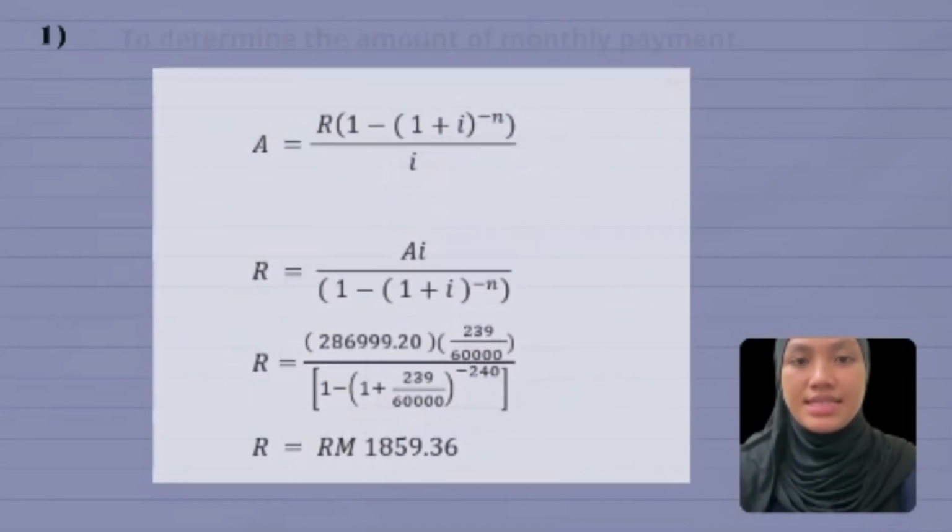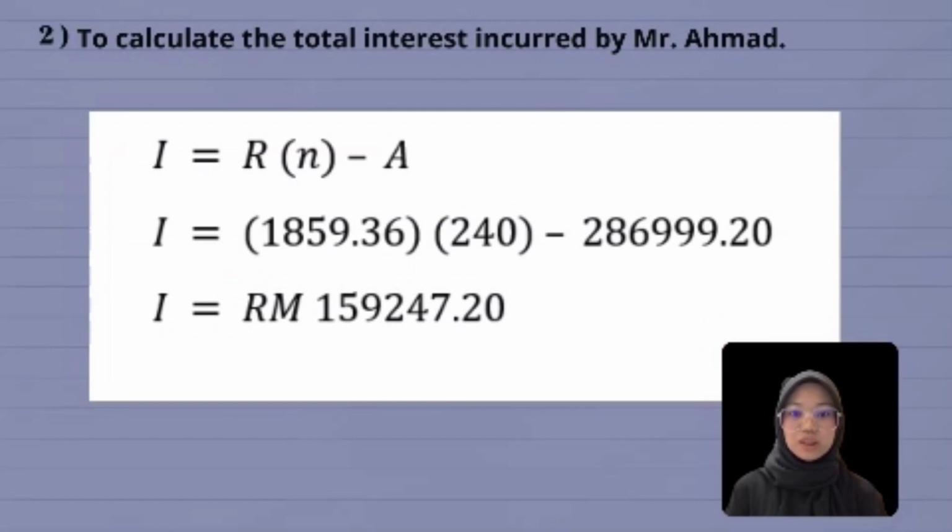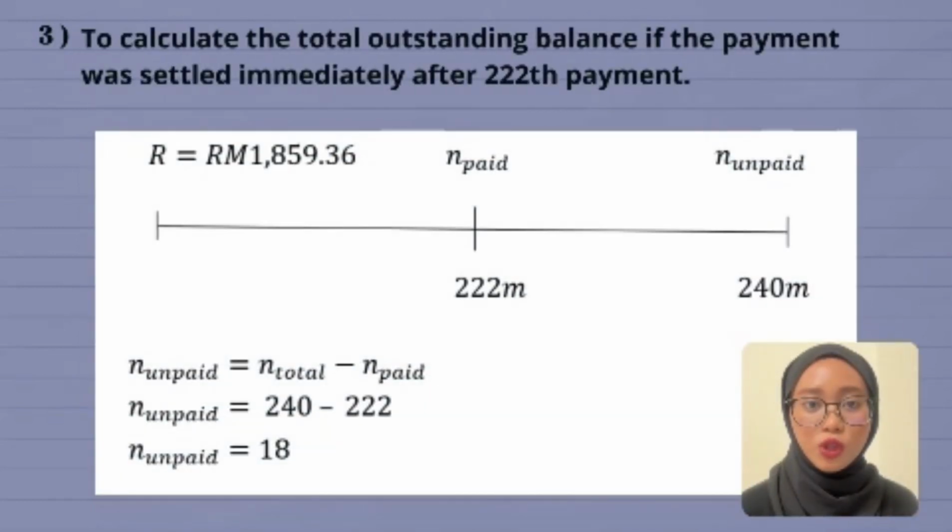And we get the answer R equals 1,859.36. For question number 2, we calculate the total interest incurred by Mr. Ahmad. Here we have I equals R multiplied by n minus A. I equals 1,859.36 multiplied by 240 minus 286,999.20. I equals RM 159,247.20.